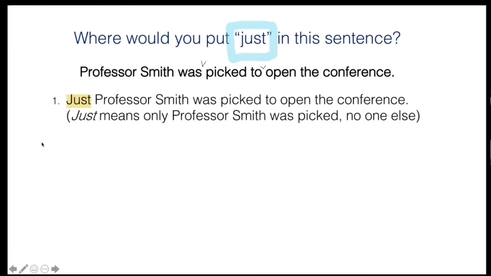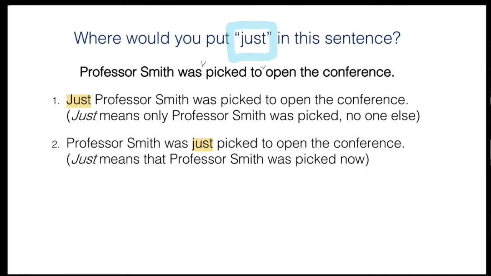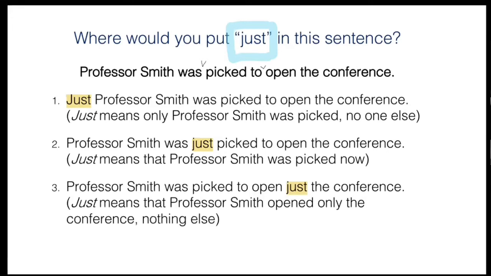So for example, if you say "just Professor Smith," it means only Professor Smith, right? If you say "Professor Smith was just picked to open the conference," well, then it means that Professor Smith was picked now. He was just picked, so maybe even yesterday we didn't know about it, right? But now we know. "Professor Smith was picked to open just the conference." This one maybe sounds strange, but technically it might exist. So good news for you as writers here, you decide where to put it.